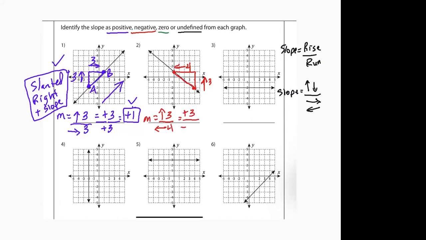Let me go ahead and write that: negative 0.75. So that's a negative slope. And if you notice, by the way, it slants to the left, doesn't it? Slanted left, it's going to be a negative slope.